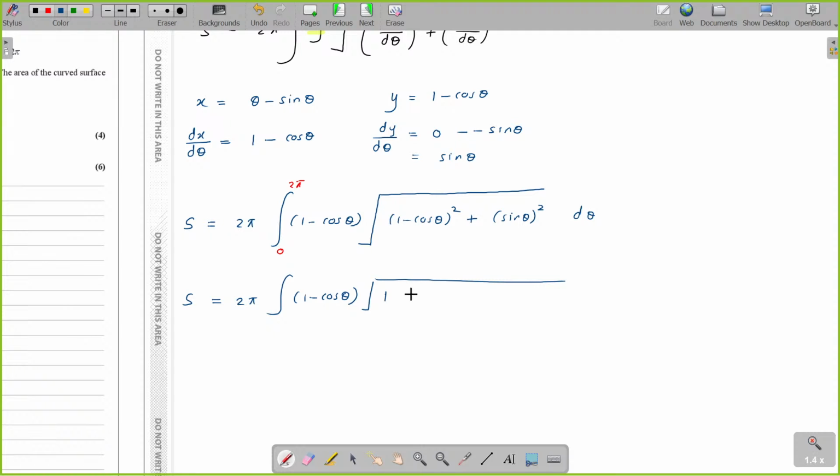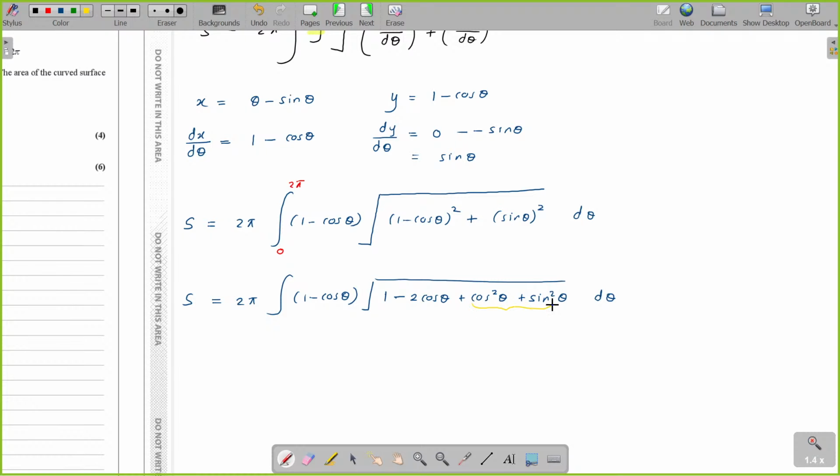Then twice of 1 minus cos theta is minus 2 cos theta. Are you all with me? And then plus cos square theta. And over here you have plus sine square theta. Okay, now what happens? What do you see here? Do you see something that can simplify here?